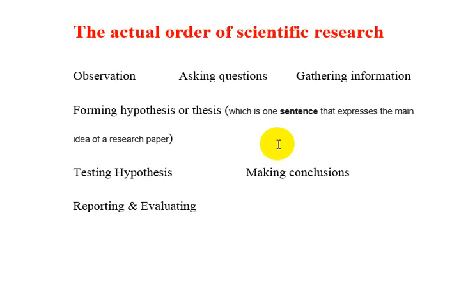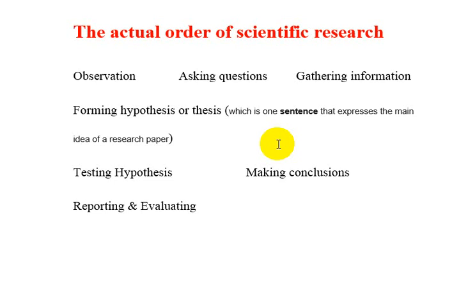I'm going to say that it starts with an observation of the phenomena. Second, asking the question: why does this phenomena happen? Number three, gathering information about this phenomena. And after gathering information, I'm going to formulate a hypothesis or thesis. By hypothesis, which also means thesis, we mean one sentence that expresses the main idea of a research paper.